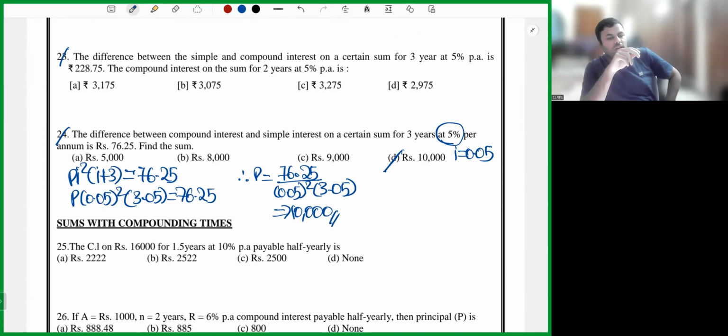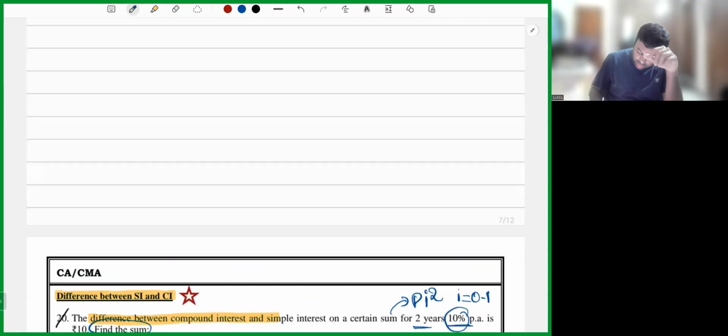Next, question number 23. The difference between SI and CI on a certain sum for 3 years at 5% per annum is 28.75. Okay, the compound interest on a sum for 2 years at 5%. Two things he's asking, my dear friends. Difference he gave, and he's asking compound interest after calculating the principal also. That's the reason I said it's a bit complicated, girlfriend. Let's do this complicated girlfriend. Question number 23.